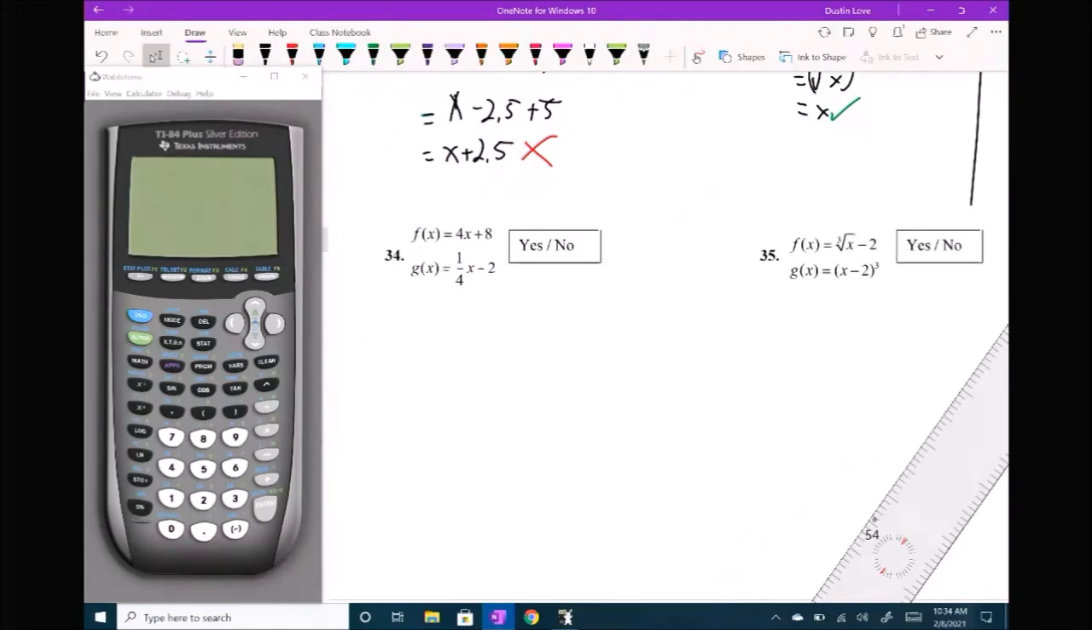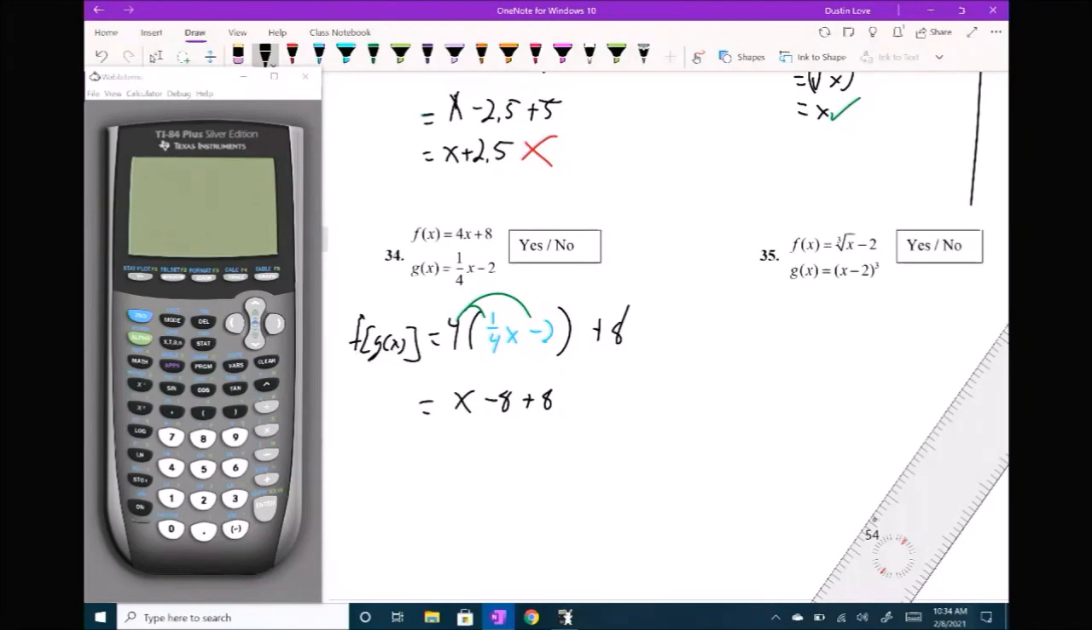All right, number 34, f of g of x. So f is 4x plus 8. We're going to place in there 1/4 x minus 2. Distribute the 4, and I've got 4 times 1/4 is 1x. 4 times negative 2 is negative 8 plus 8, which comes out to just x. So that worked.